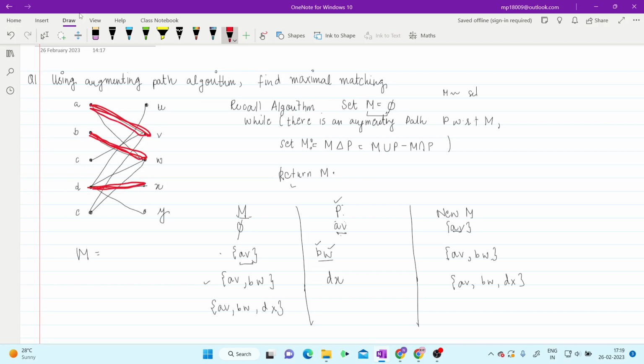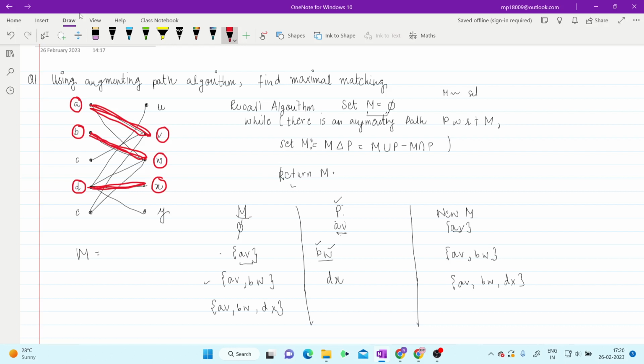Now we have to give an augmenting path with respect to this. An augmenting path should start and end with an unmatched vertex. The vertices colored red are the matched vertices. So an augmenting path should start from the rest of the vertices, which are not circled, so it should start with either C, U, E, or Y.